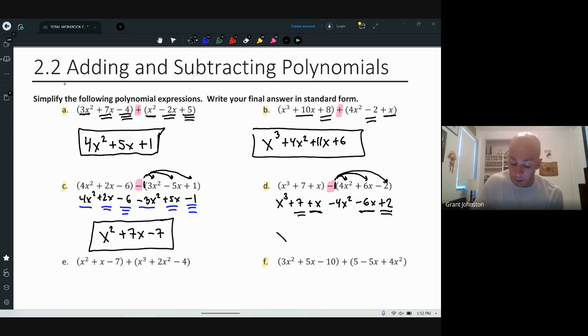If I want it in standard form, I'm going to rewrite my x to the third. I'm going to rewrite -4x squared. Then my 1x plus my -6x. If I combine 1x with -6x, that's going to be -5x. And then combine 7 plus 2. 7 and 2 is going to make 9.